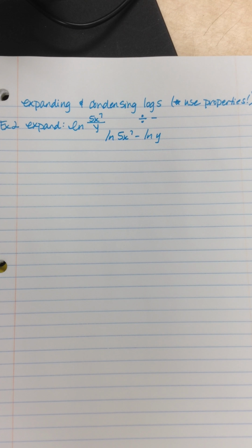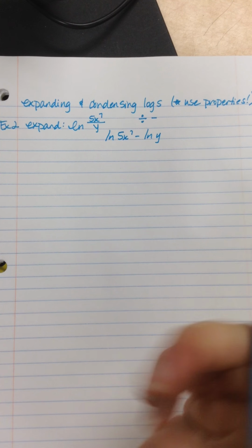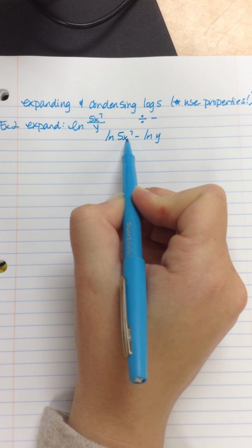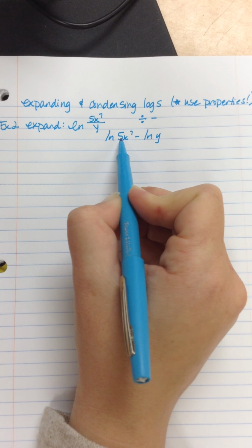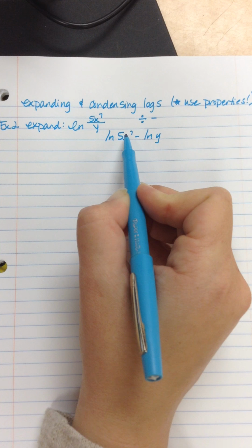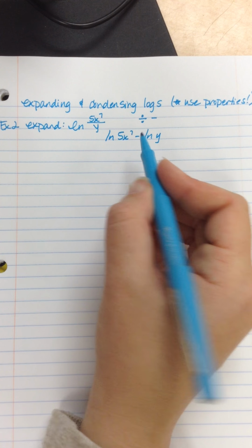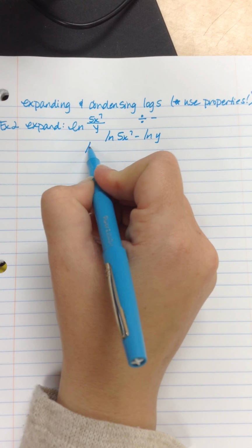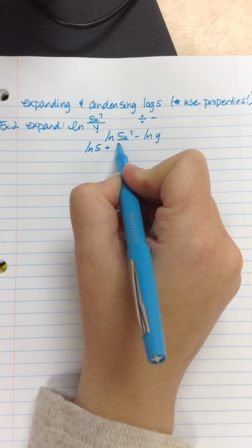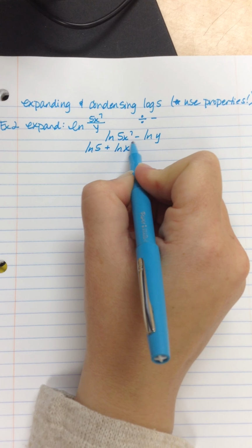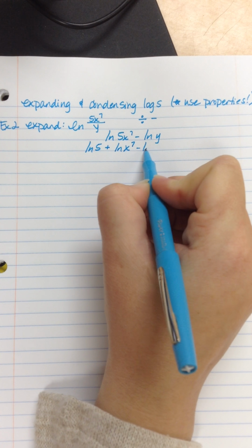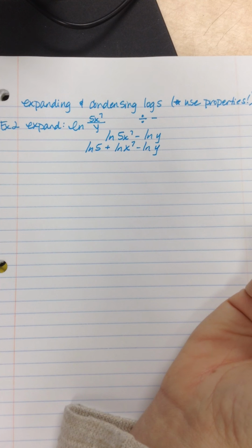Okay, the next thing I need to look for, this can still be expanded further. If you'll notice, don't forget that 5 and x to the 7th power, these two things are being multiplied. Anytime you have things being multiplied, you can split them and add. So that's going to change it to the natural log of 5 plus the natural log of x to the 7th power. And then we still have this minus the natural log of y here.